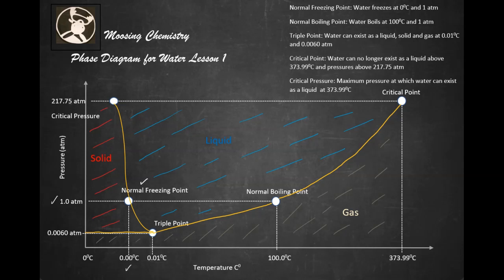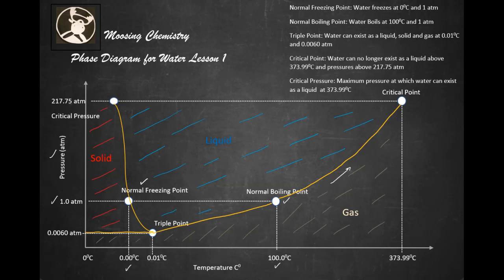Water's normal boiling point, where water no longer exists as a liquid but becomes a gas, is at 1 atmosphere, again, and 100 degrees Celsius. However, if you increase the pressure, water can exist at higher temperatures than 100 degrees Celsius, and that's what this curve right here shows.